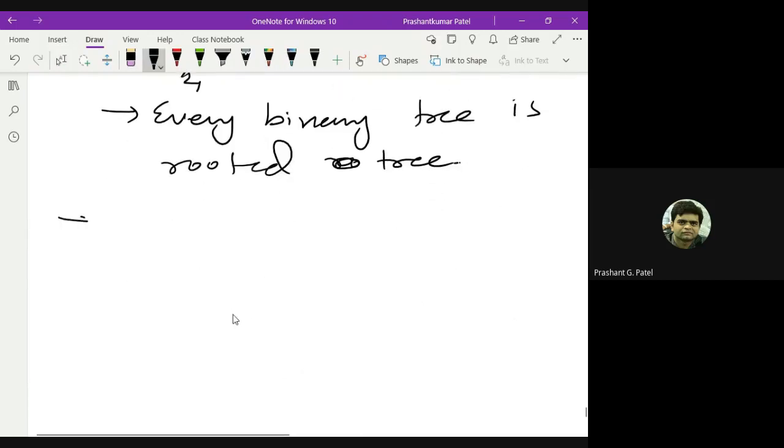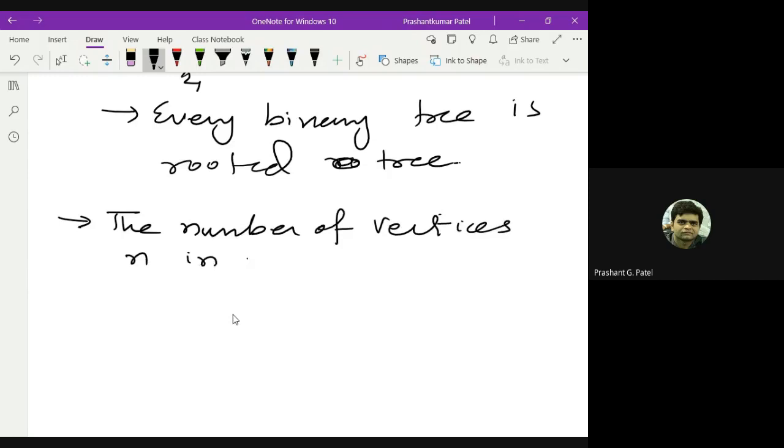So the first remark one can write for a binary tree is that the number of vertices n in a binary tree is odd. Okay.